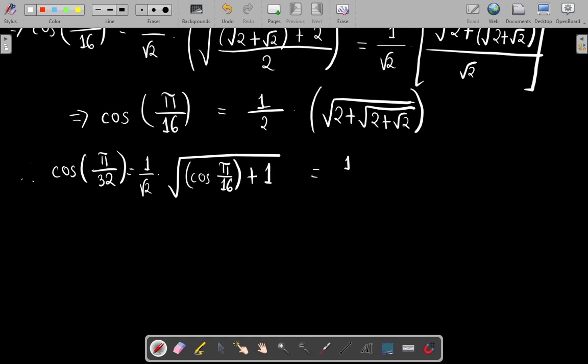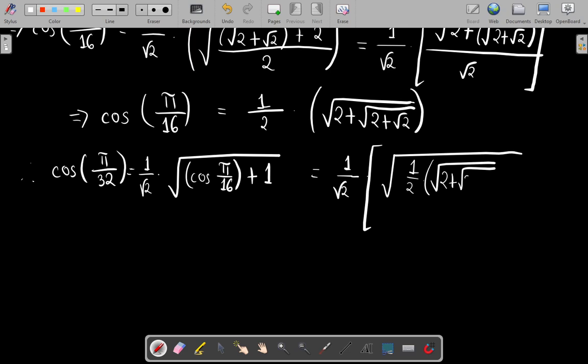Okay. So this becomes 1 upon root 2 times, in the numerator, cos pi upon 16 is this value. We've just derived it here. It is half times square root of 2 plus square root of 2 plus square root of 2. There are three nested square roots, right? And this is to be added with 1.